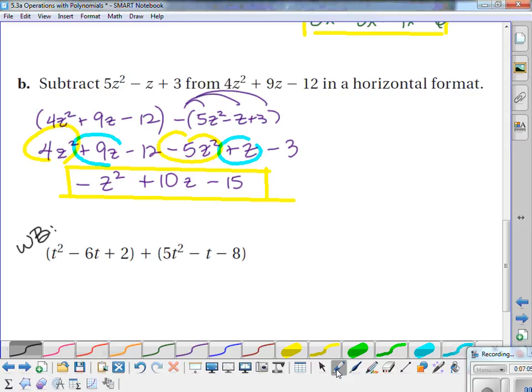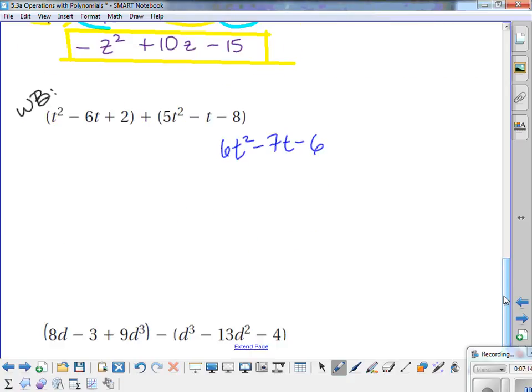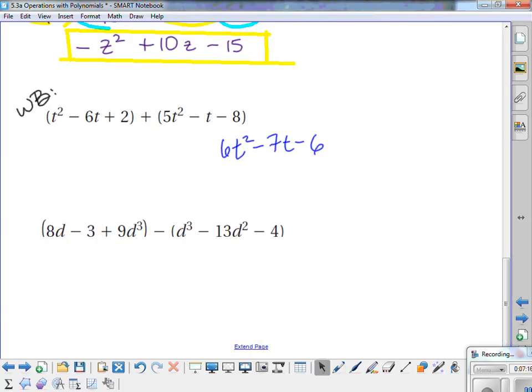Alright, looks like everybody's getting the same thing. You got 6t squared minus 7t minus 6. Any questions on that? Alright, here's a subtraction one. So what do you have to remember to do? Distribute the negative, that's right. Okay, go ahead and do this one.